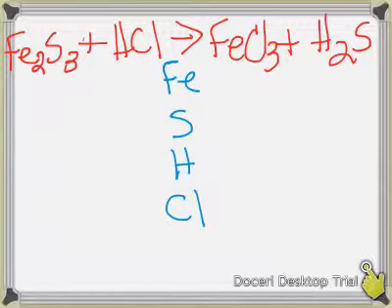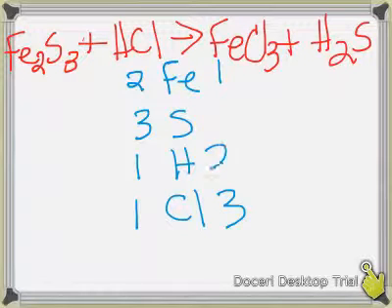On the left side, we have 2 irons, right? So I put a 2 right here. On the left side, we have 3 sulfurs. On the left side, we have 1 hydrogen. On the left side, we have 1 chlorine. I'm just counting. I do the same thing on the right side. We have 1 iron. We have 3 chlorines. We have 2 hydrogens. And we have 1 sulfur. So this honestly just gives you a place so that you know where to start.